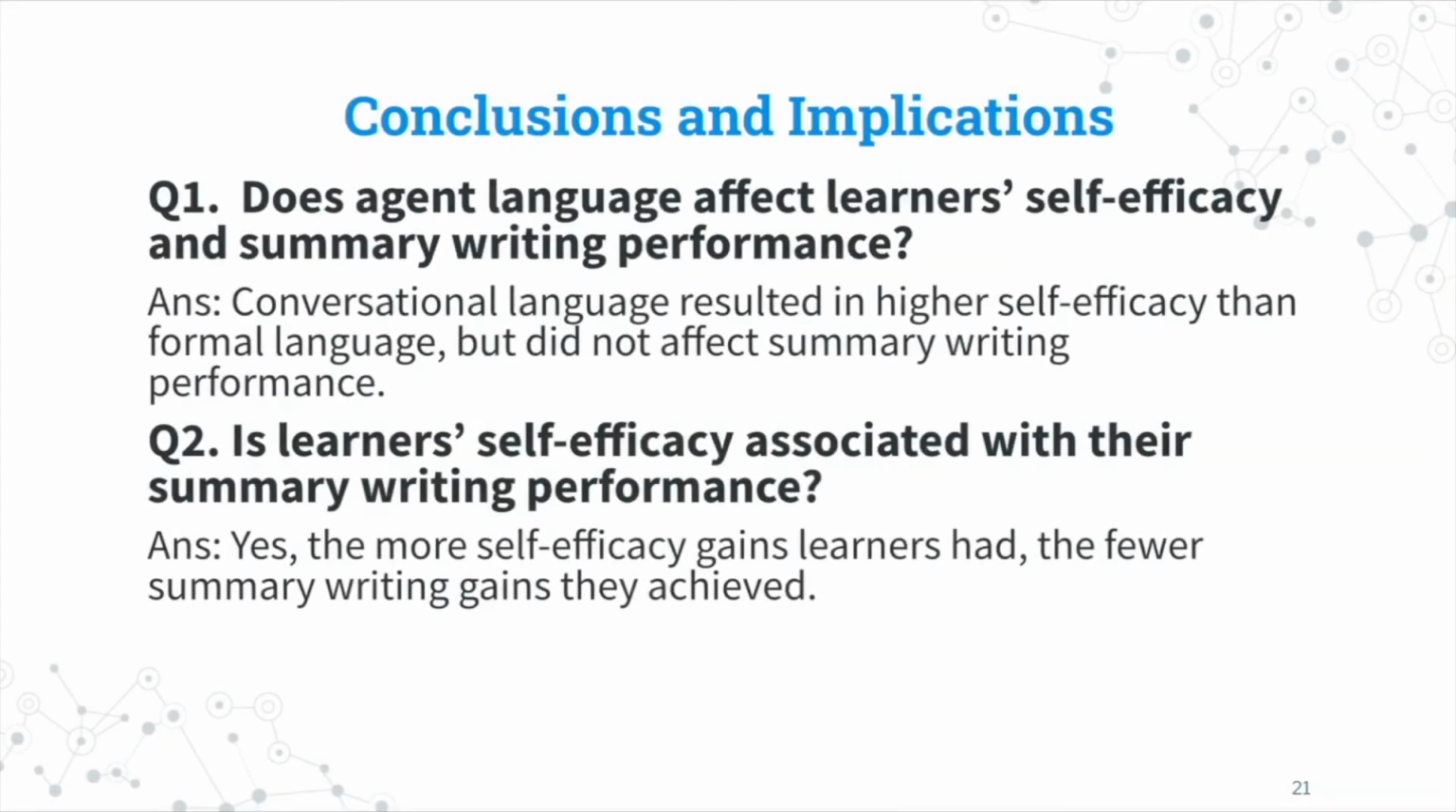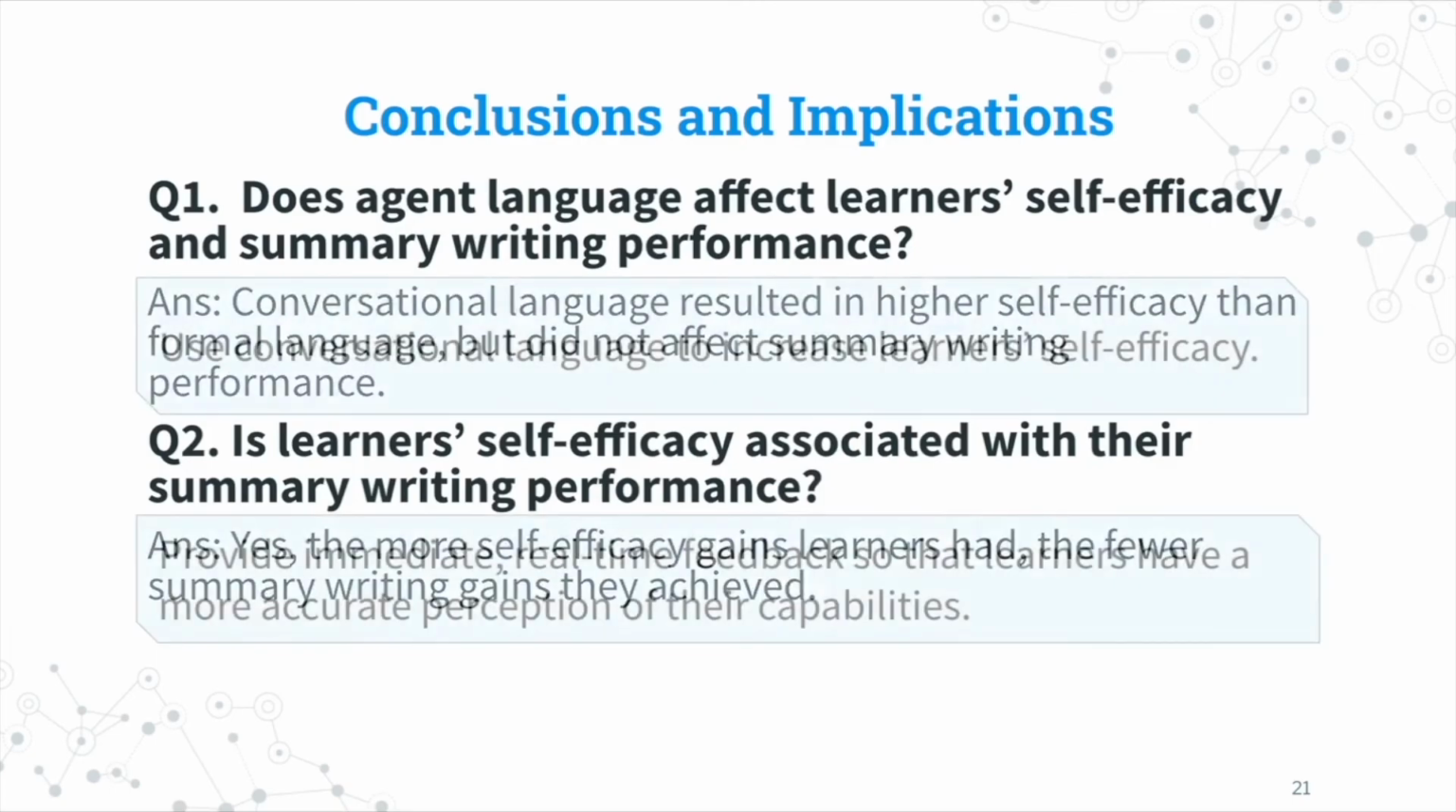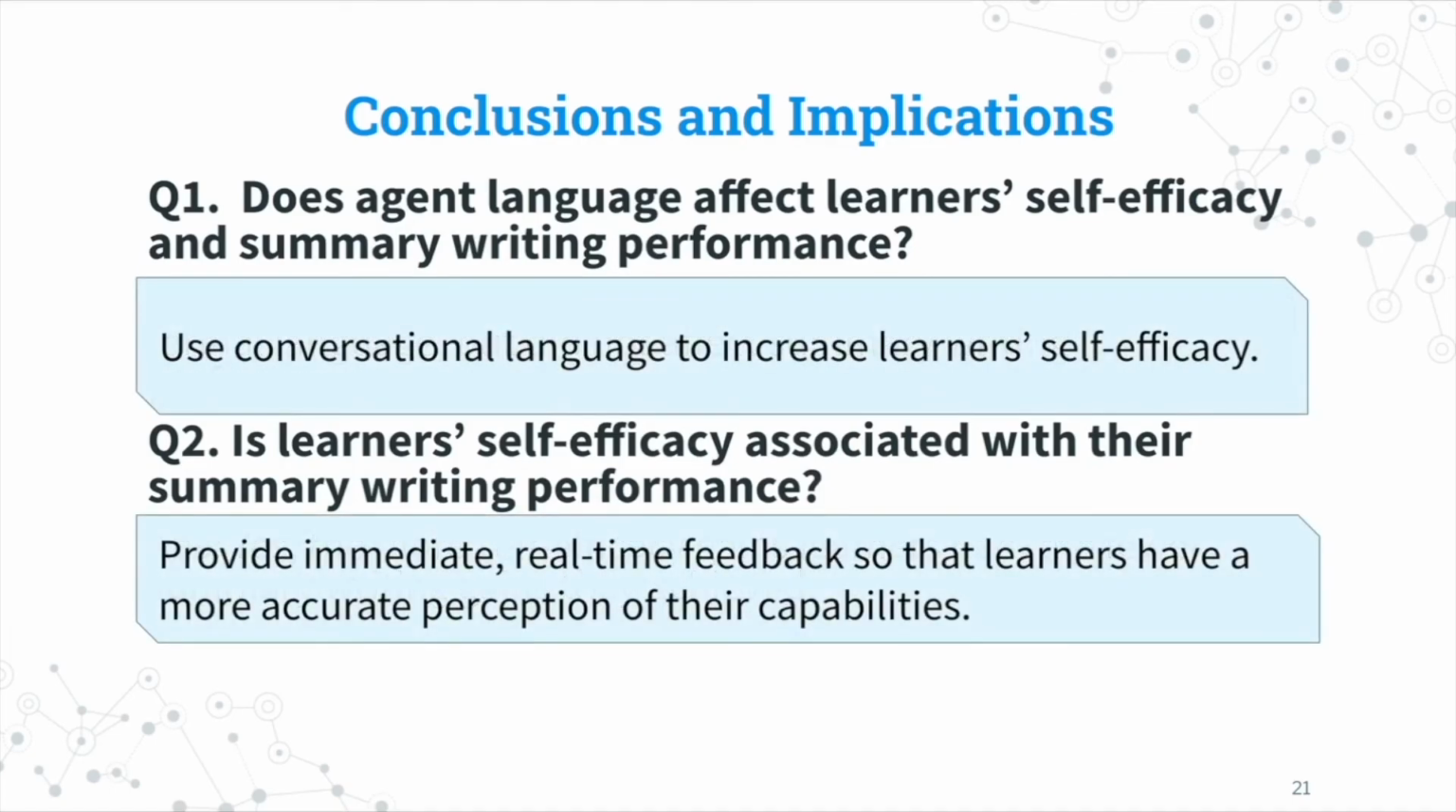In conclusion, conversational language resulted in higher self-efficacy than formal language, but it did not affect summary writing performance. Additionally, the more self-efficacy gains learners had, the fewer summary writing gains they achieved. We should therefore use conversational language to increase learner self-efficacy and provide immediate real-time feedback so that learners have a more accurate perception of their abilities.